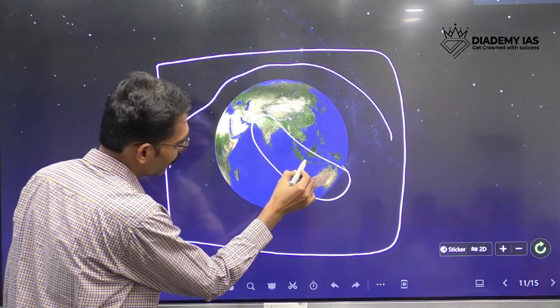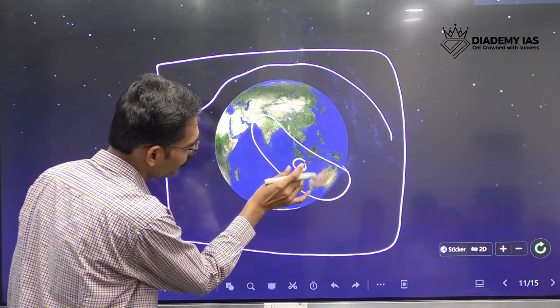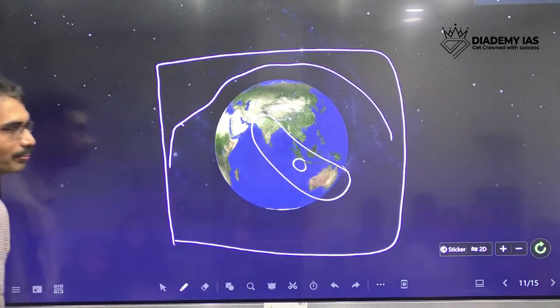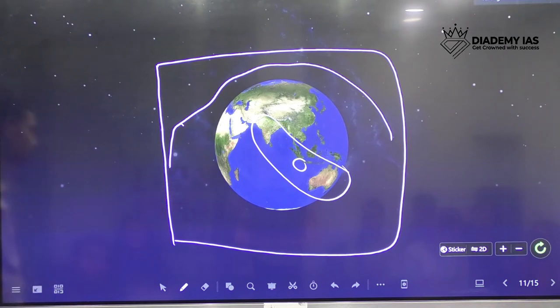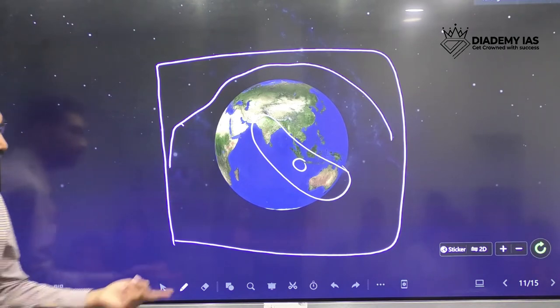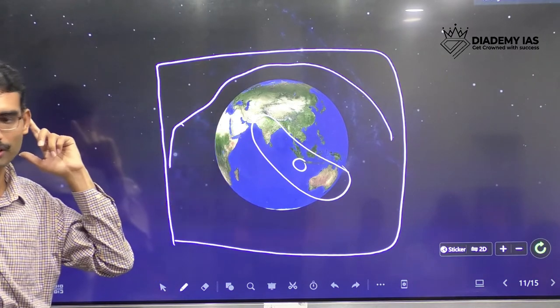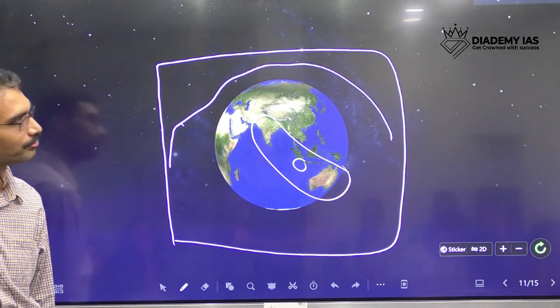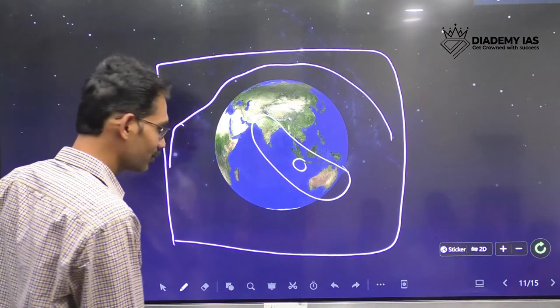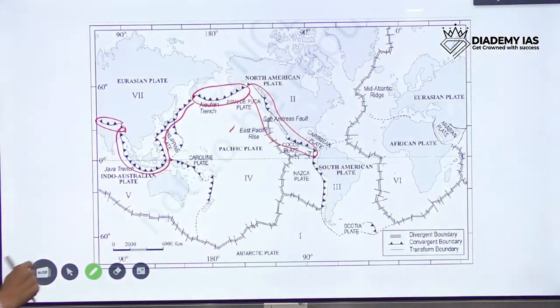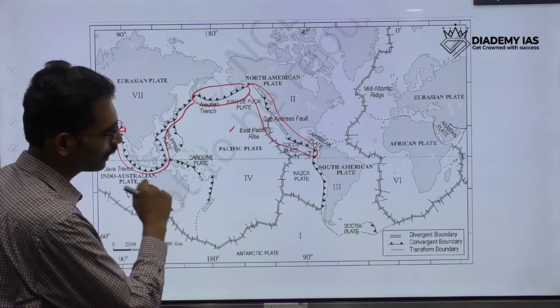And on top of it, there are minor plates also. And because of these minor plates, some movement may also come to different areas nearby. So major plates and minor plates activity is causing the movement of continents and oceans. Is that clear up to this? Online students, clear?